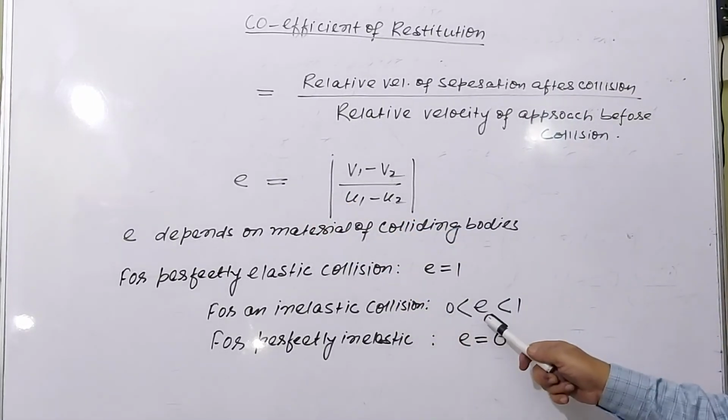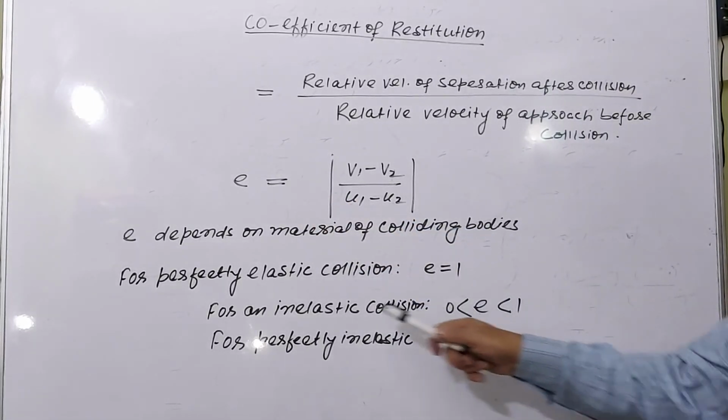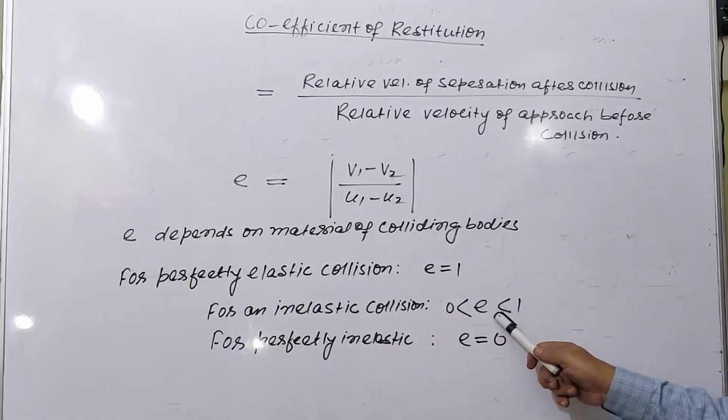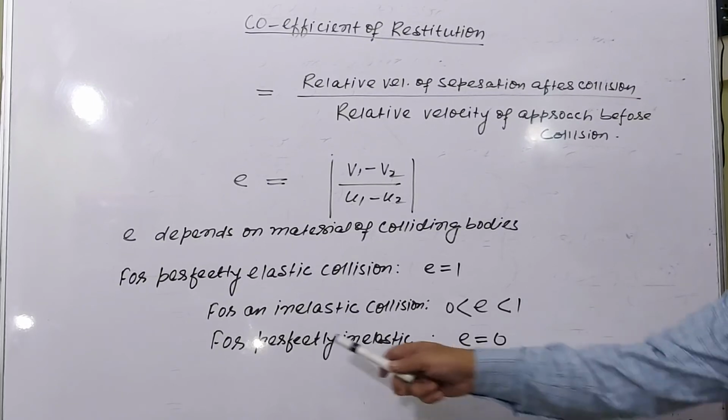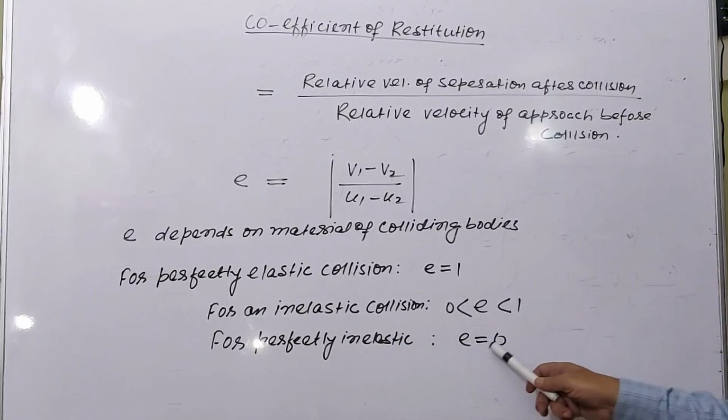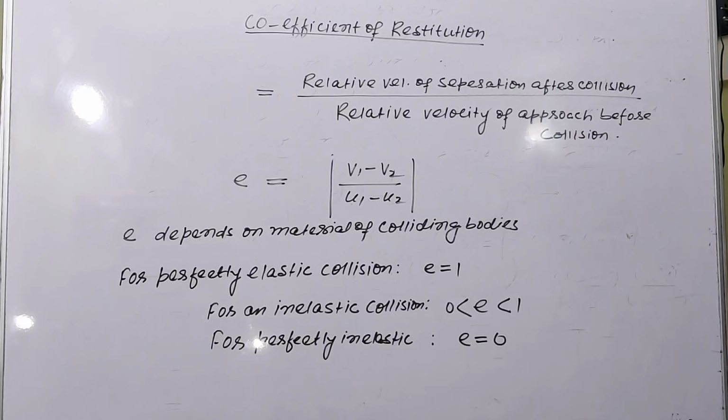For perfectly elastic collision, e equals 1. For inelastic collision, e is less than 1 and greater than 0. And for perfectly inelastic collision, e equals 0. I think it is clear? This concept will be used in solving numerical problems. In the next lecture, we will see some numerical problems related to elastic and inelastic collision. Thank you.